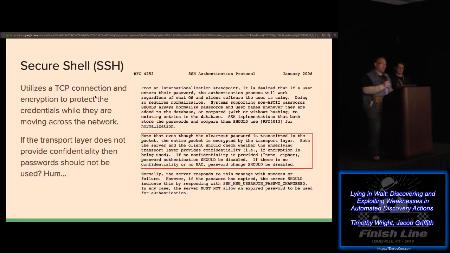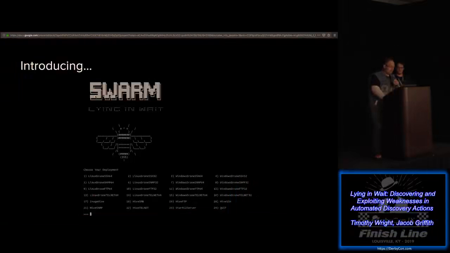So I put this slide in this morning because we had some questions about SSH, and we sat down last night and started looking at it, and we looked at RFC 4252 this morning. So everyone pretty much understands how SSH works. I'm not going to get into the details. But from the RFC, it says if the transport layer does not provide confidentiality, then passwords should not be used. You should be using keys. So this is something we're going to show in a second, that we can abuse SSH at the client.